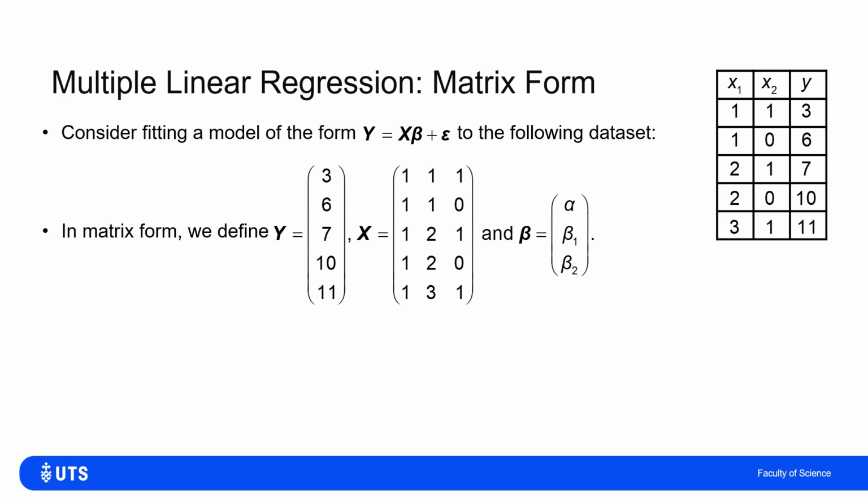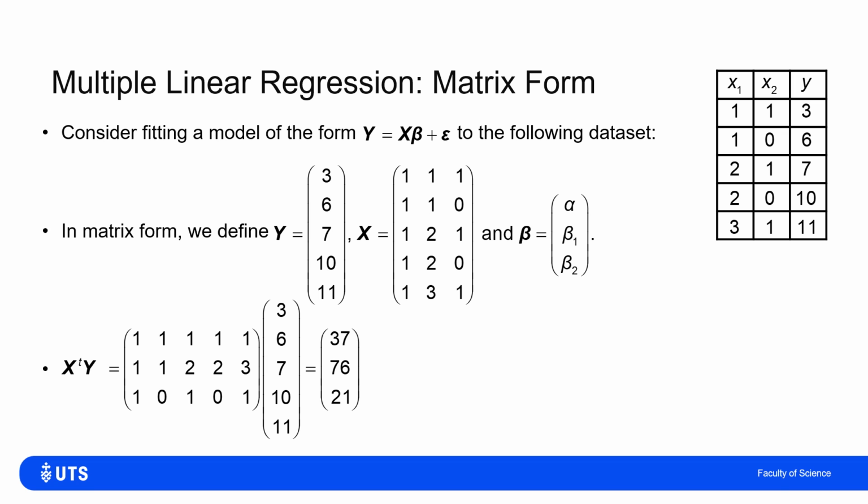The first thing I need to do is define the vectors and matrices. So I have 5 observations of y, so I line those up in the vector y. I have 3 coefficients I wish to estimate: alpha, the intercept, and 2 slopes, beta 1 and beta 2. I then need to line up the x's. So I line up x1 in one column, x2 in another column. But before that, I need the column of ones to say I want one lot of the intercept in each calculation.